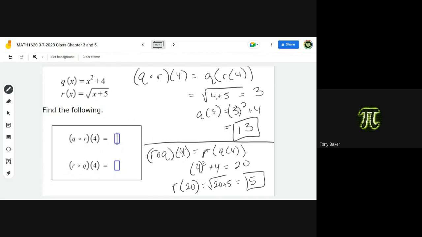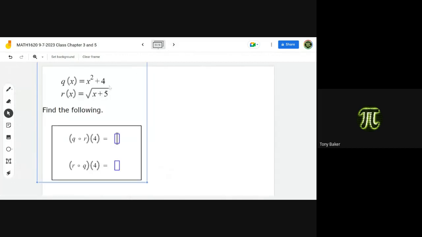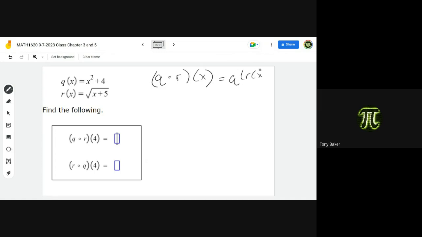What if you took the 4 away and just put Q of R? You can't ever have Q of R alone. You can have it be of X. And actually, yeah, we can do that. So you can have it look like this: Q composed of R of X. So in this case, same thing. That's just Q of R of X.